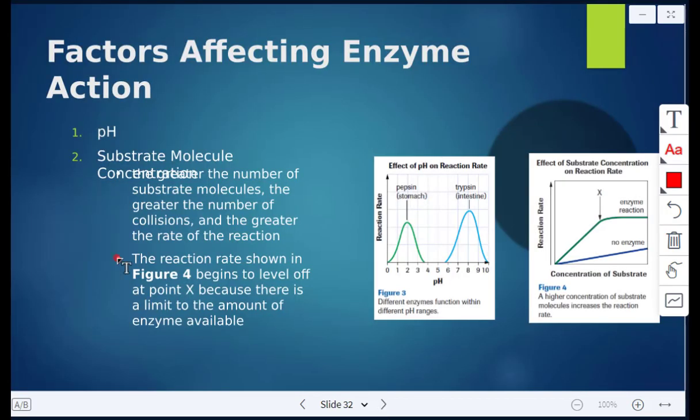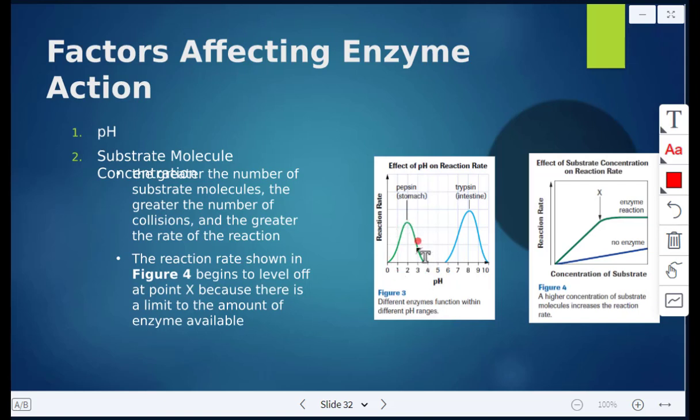All right, so factors that affect enzyme action. Number one is pH, acidity. Number two is the substrate molecule concentration. So the greater the number of substrate molecules, the greater the number of collisions, and the greater the rate of the reaction. So here in figure 3 and 4, figure 3, different enzymes function within different pH ranges.